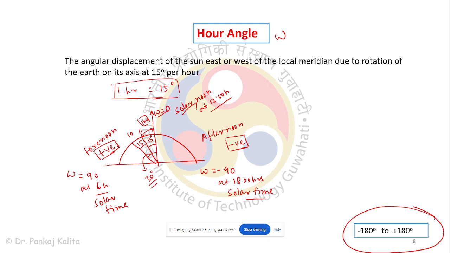So note that it's solar noon, at 12 o'clock. Its omega is calculated from solar noon. In 1 hour there is 15 degree angular displacement. So basically, forenoon it's positive, and afternoon it's negative. This sign convention you have to remember. At any time of the day we can calculate the hour angle, and depending on whether it's forenoon or afternoon, it will be positive or negative.